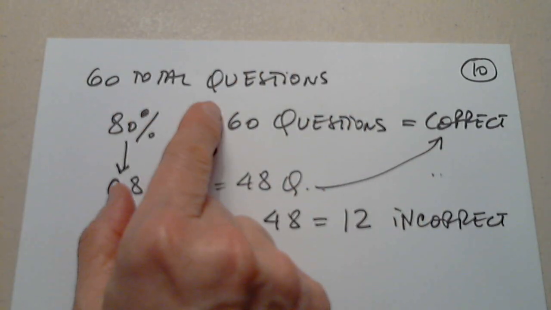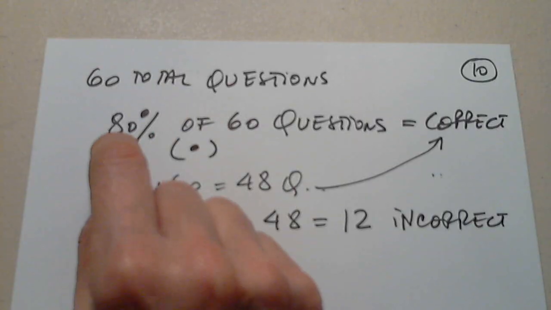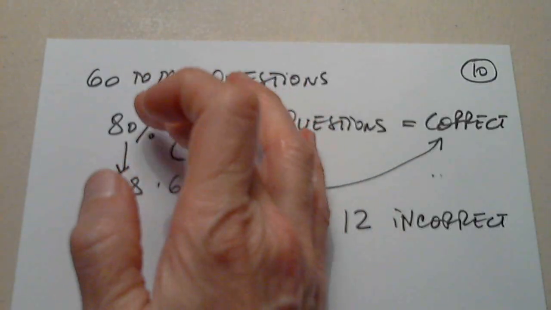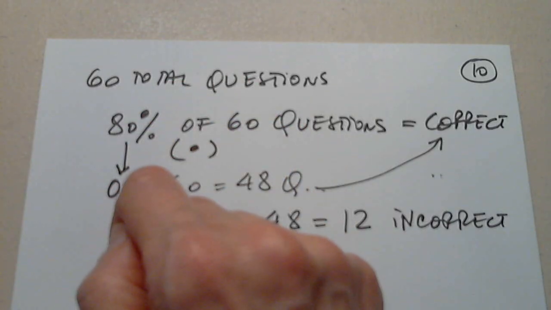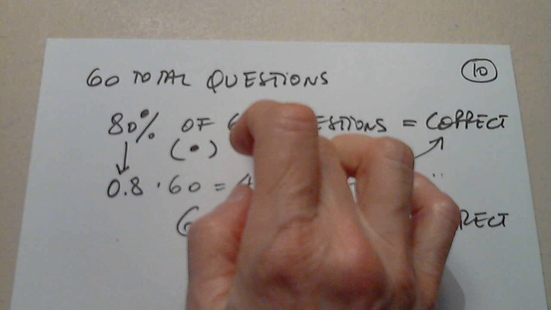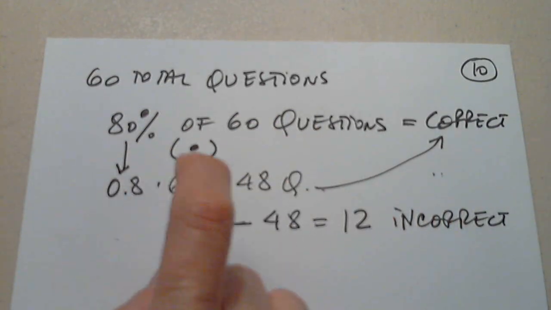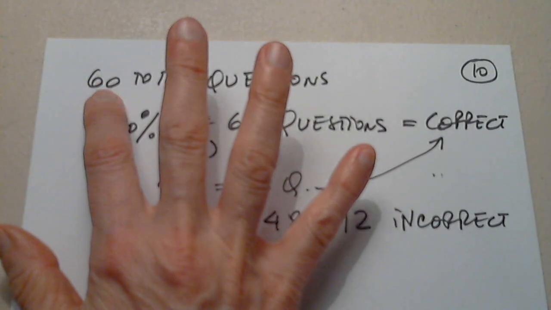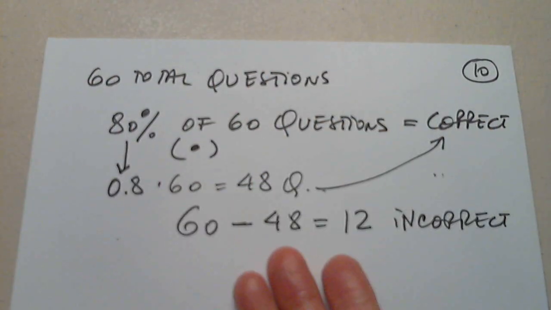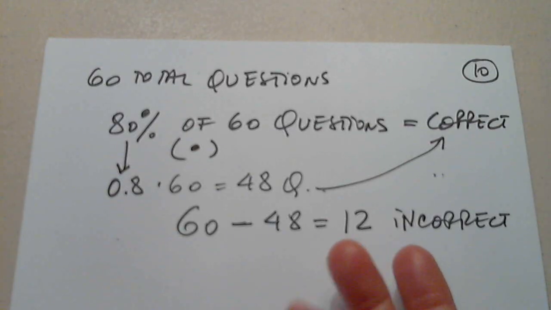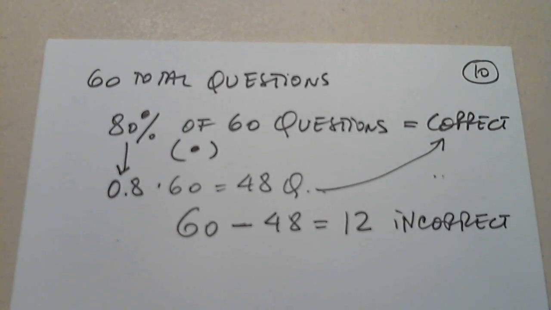So again, this is very important. We have a total of 60 questions. 80% of those were answered correctly. I have to change the 80% into 0.8. I have to remember the concept of "of," which is multiplication, of 60. 0.8 times 60 is 48 questions correct. If out of the total of 60, 48 are correct, the difference must be the number of incorrect questions. Any questions here?